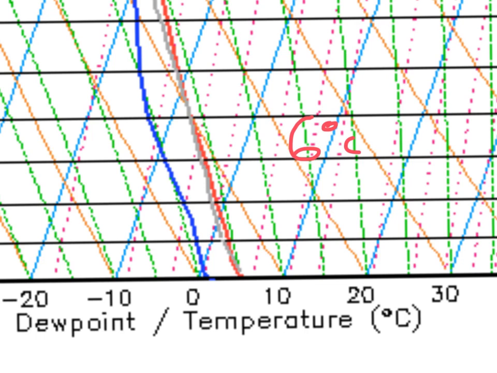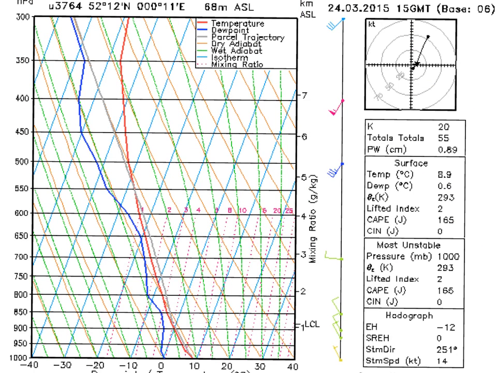Now, notice how the grey line is to the left of the red temperature line there. And the temperature predicted at 9 o'clock was 5 degrees. Now, if we just zoom forward to 3 o'clock this afternoon, suddenly we've got a temperature at the surface of 9 degrees predicted. And look where the grey line is.